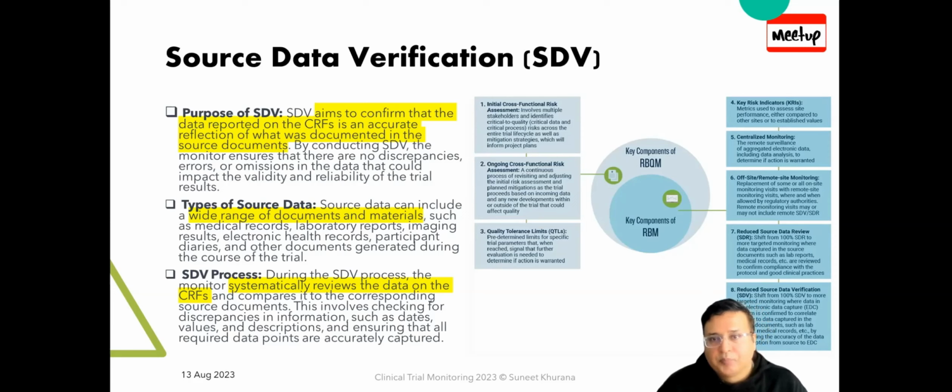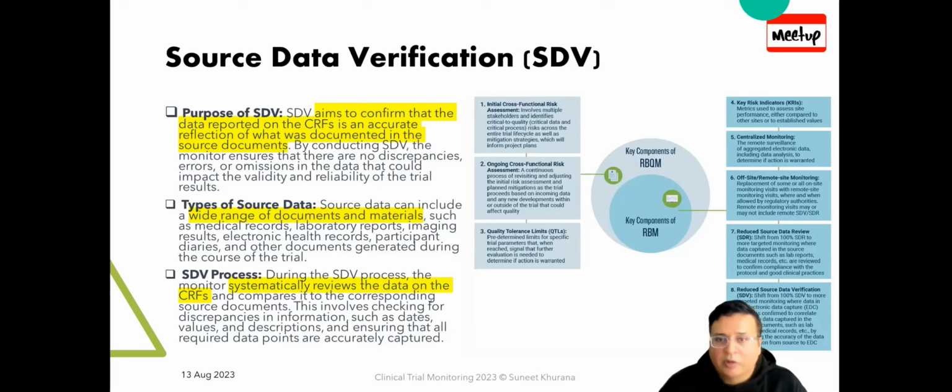So the initial cross-functional risk assessment is that there are various departments working together, and they have a mitigation plan, because in clinical research project management, we have different types of risks, and then we create a plan to mitigate those risks. So they do the initial risk assessment. Cross-functional means across different departments, across different groups of people who are working on clinical studies. This is one component of risk-based monitoring.